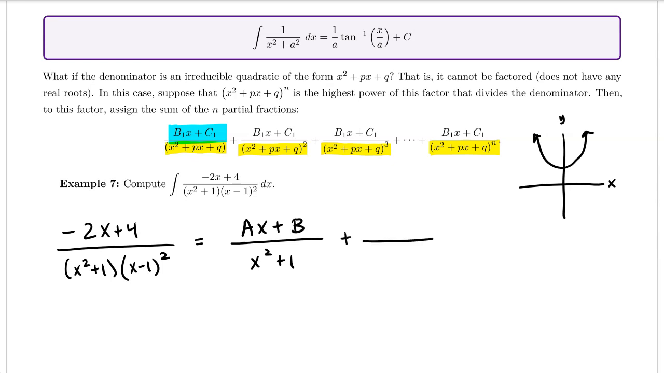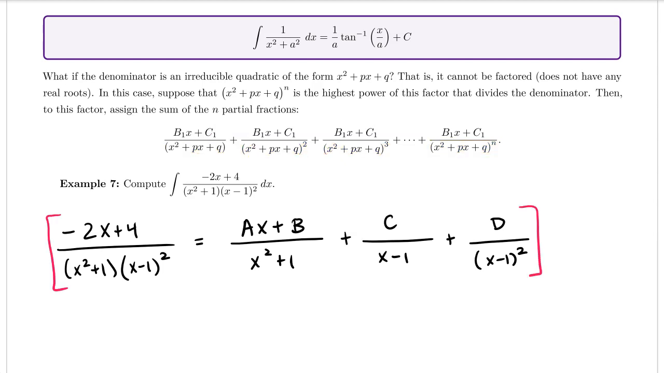My next fraction is going to have a denominator of x minus 1, and I'm going to use the next capital letter that's available, which is C. And then my next fraction, I need x minus 1 quantity squared, and then I'm going to give that a D, as that's the next capital letter.